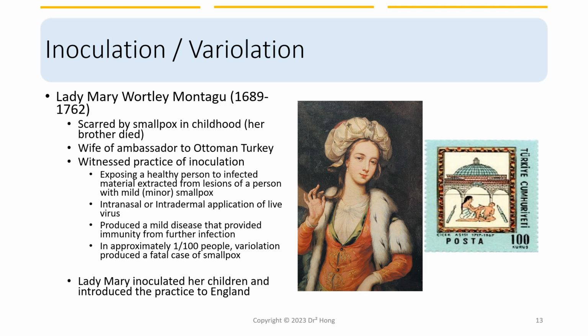In Turkey, she witnessed the practice of inoculation by exposing a healthy person to infected material extracted from lesions of a person with a mild or minor smallpox. It turned out that intranasal or intradermal application of a live virus generally produced a mild disease that provided immunity from further infection. However, there was a fairly high risk. In approximately 1 in 100 people, variolation produced a fatal case of smallpox.